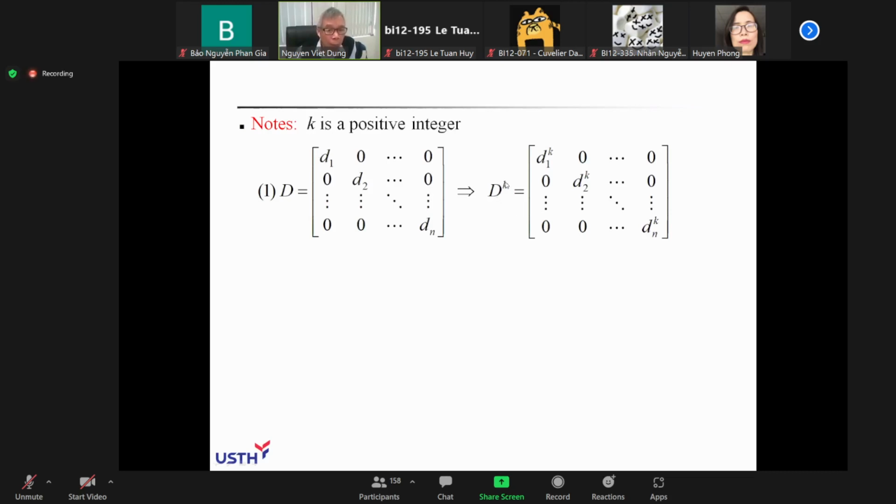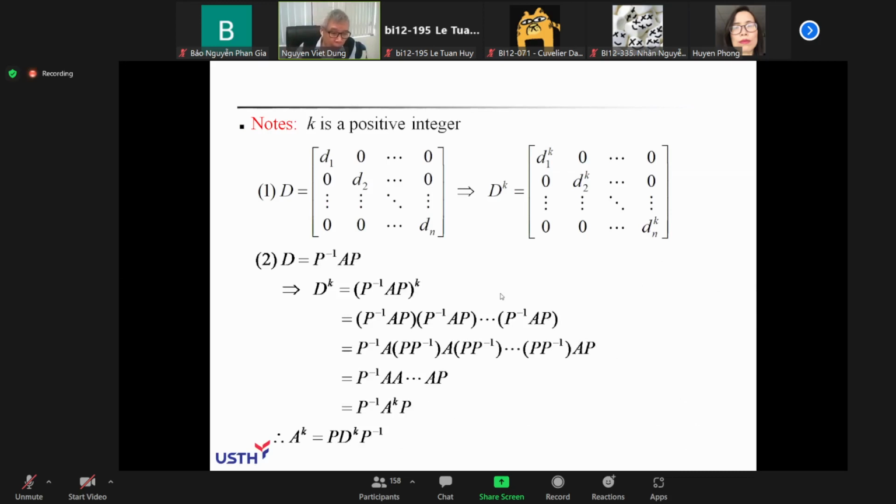We take the power of D, we get that one. Then we can use that in the following way. Suppose that you are, no, first, please don't look at here. I explain to you. The last one only, the last line here.